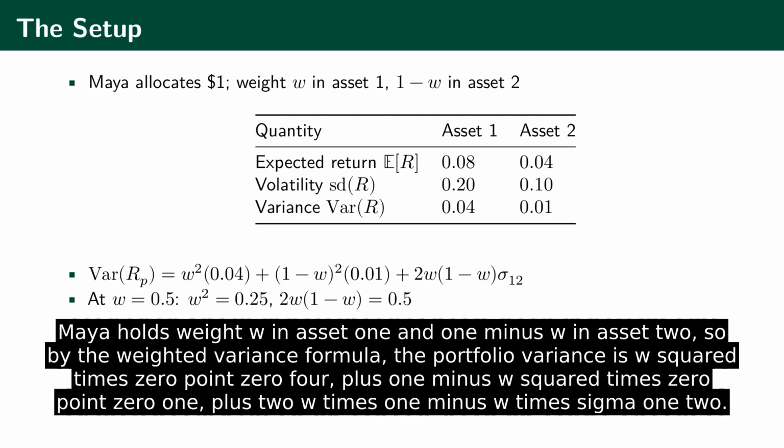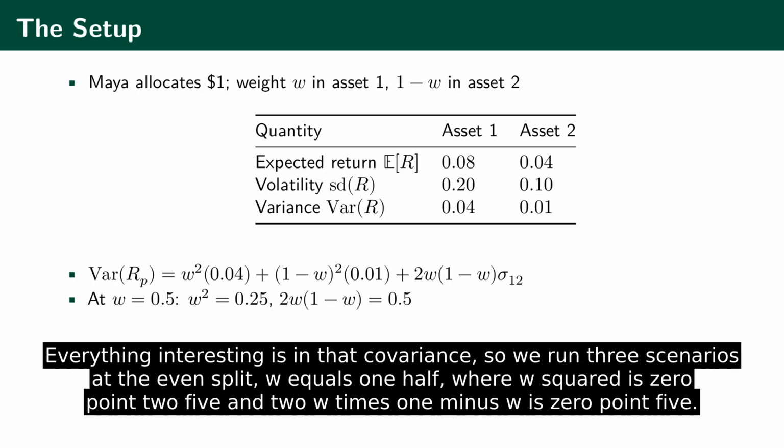Let the covariance be sigma 1, 2. Maya holds weight W in asset 1 and 1 minus W in asset 2, so by the weighted variance formula, the portfolio variance is W squared times 0.04 plus (1 minus W) squared times 0.01 plus 2W times (1 minus W) times sigma 1, 2. Everything interesting is in that covariance, so we run 3 scenarios at the even split, W equals 1/2, where W squared is 0.25 and 2W times (1 minus W) is 0.5.